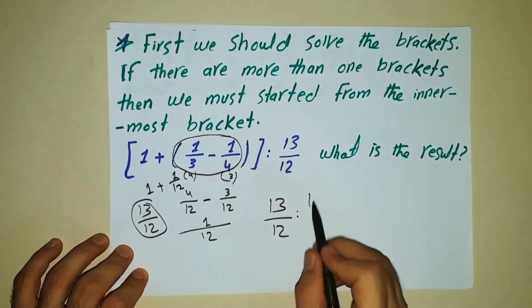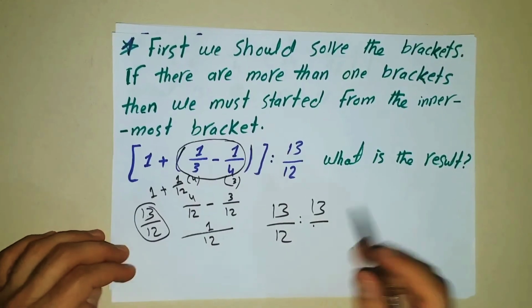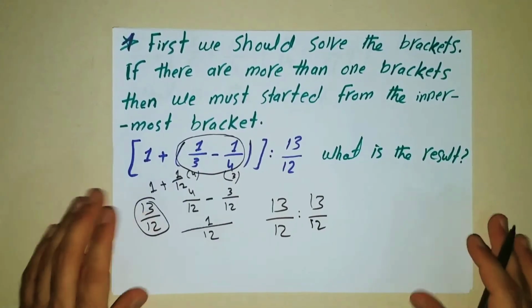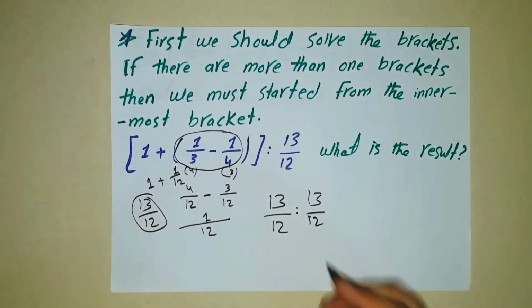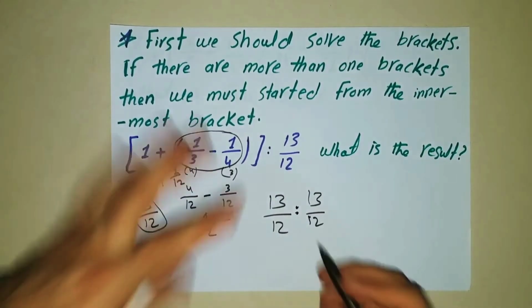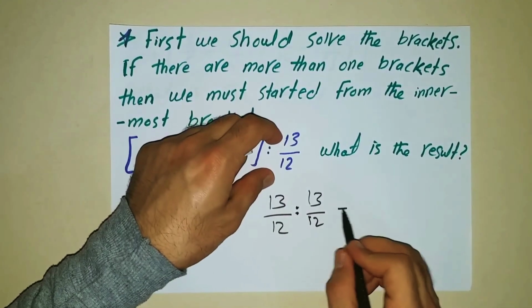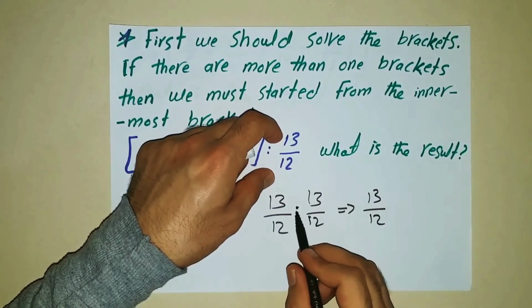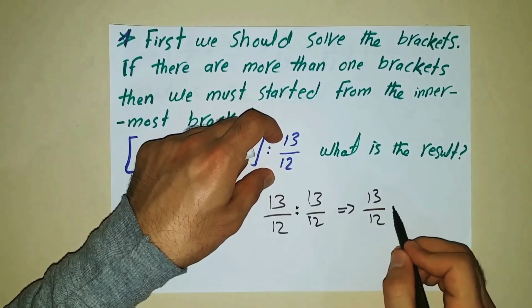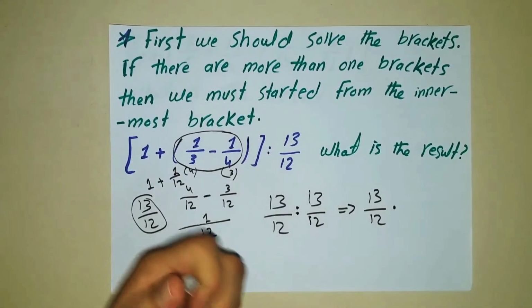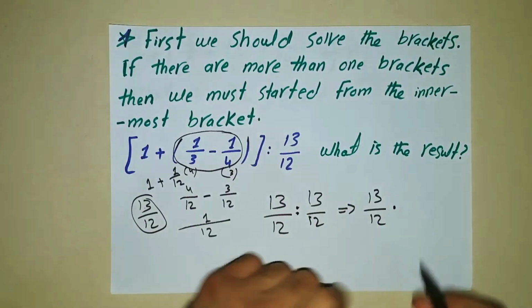divided by 13 by 12. Now I will change this into multiplication, since it is division. In division, I write the first one the same, 13 by 12, and this will change from division to multiplication. If you change any division into multiplication, you write the second fraction in the opposite form.